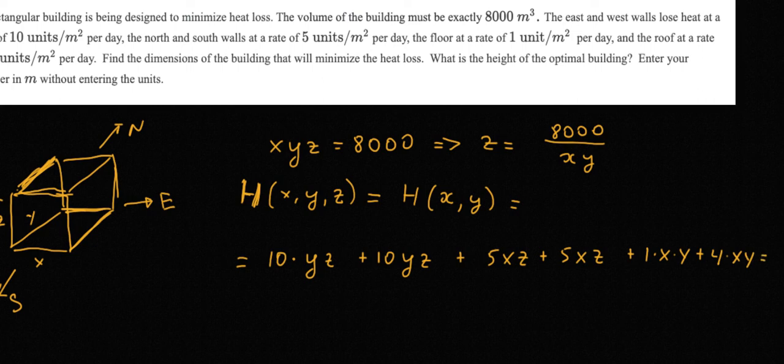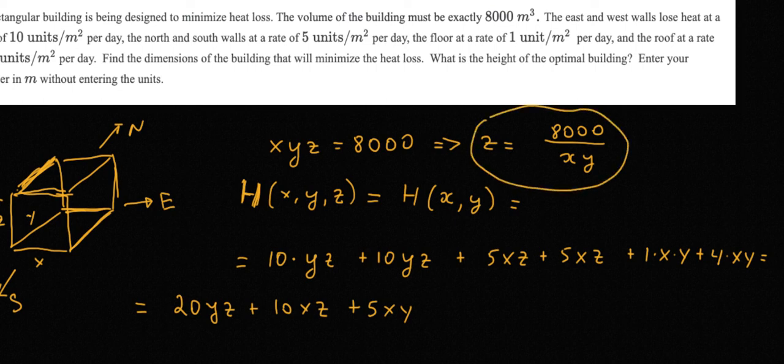Let's collect similar terms here. So we get 20yz plus 10xz, and then plus 5xy. This is H, the heat lost per day, expressed as a function of all three variables, x, y, z. But now let's substitute, instead of z, 8,000 divided by x times y. Then we will express the amount of heat lost per day by this building only in terms of x and y.